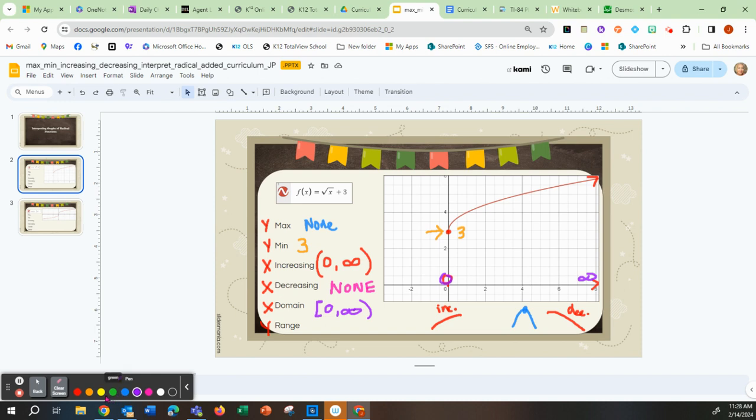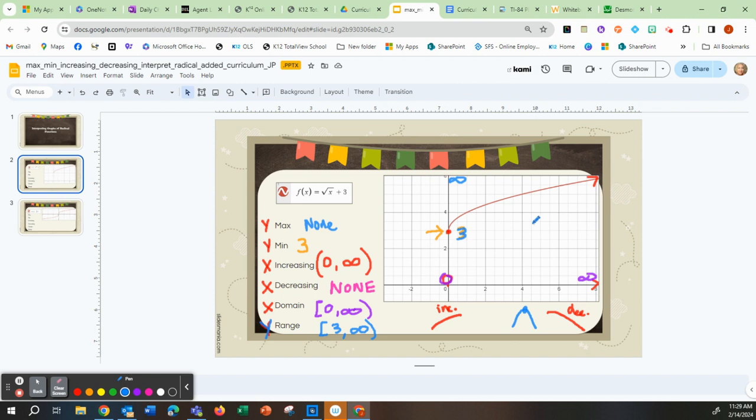Our range is how low the graph goes. So it starts at 3. So this is our y values. And then it rises slowly, but it is going to head towards infinity on the y. So again, we do have a bracket at 3 because we have a closed circle at 3, and then our y's continue to increase to infinity.